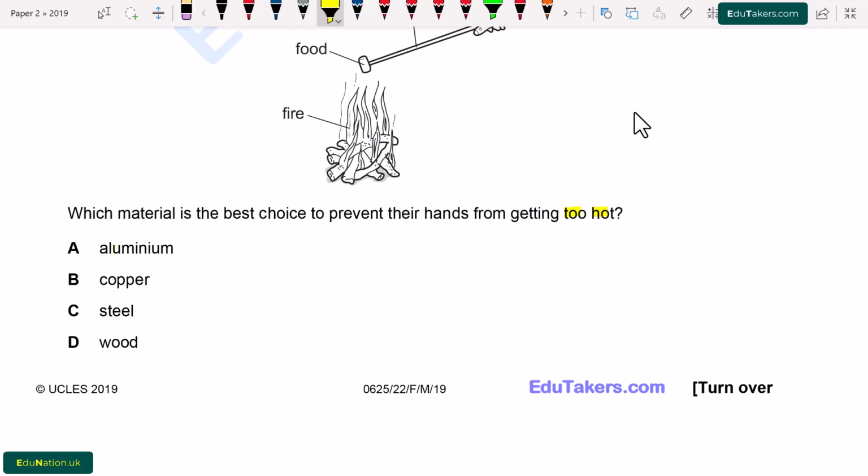Option A, aluminium. B, copper. C, steel. D, wood. So this material should be wood because wood is the insulator. So option D is correct.